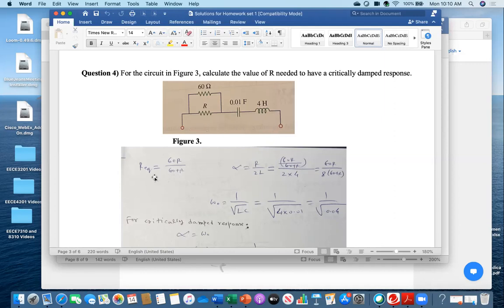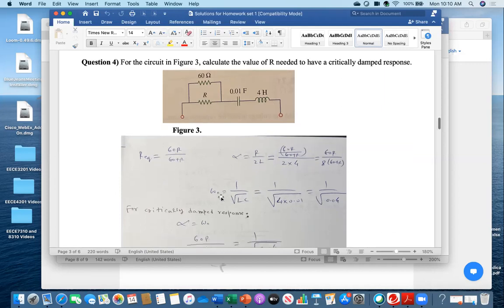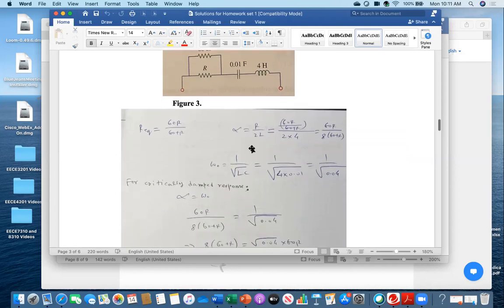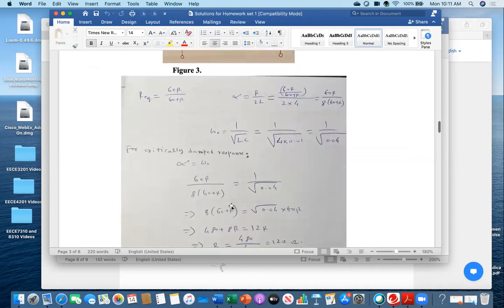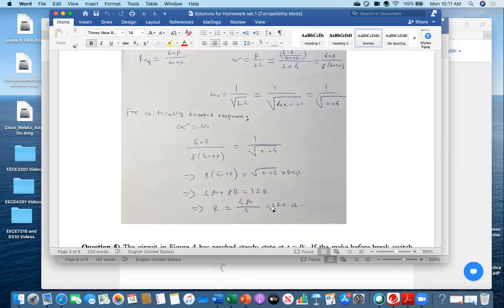So first I am calculating R equivalent, 60 multiplied by R over 60 plus R. And then because it is series, I'm finding alpha, R over 12. I am writing the omega naught expression, 1 over root LC, and then again the critically damped response, so alpha equals omega naught. And after doing that, I am getting R equal to 120 ohm. It is just a matter of calculation.